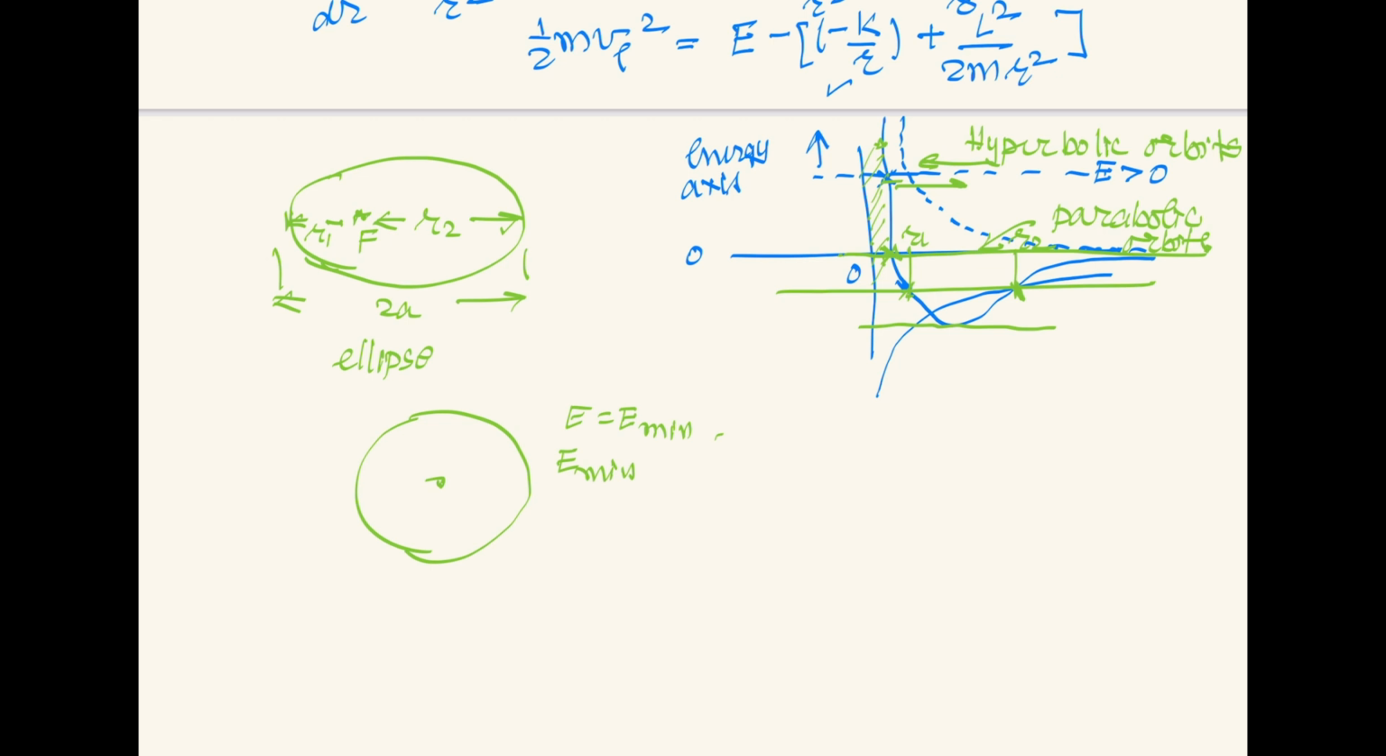Let me stop there. Thank you very much. We shall next try to calculate the parameters of these orbits by looking at the energy level diagrams. Thank you.